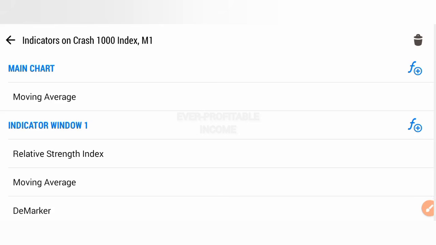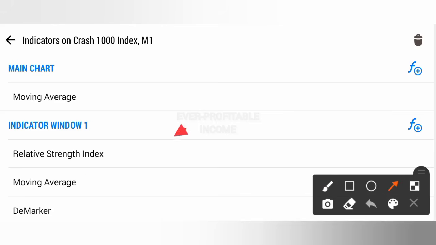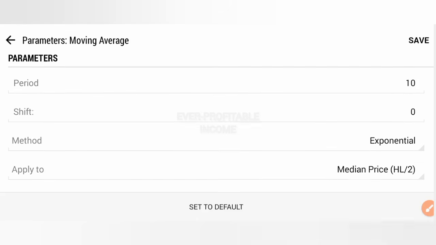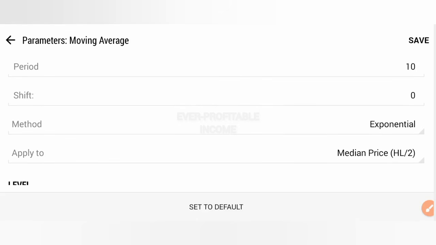And the next indicator is your moving average on indicator window 1. So we have moving average period 10.